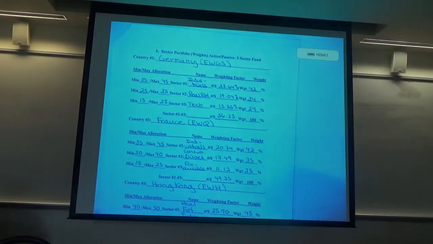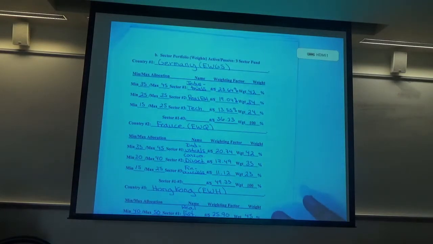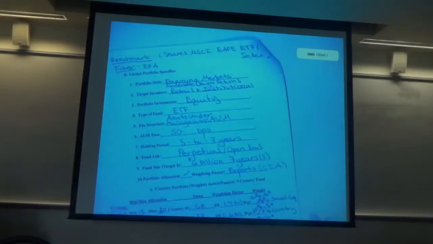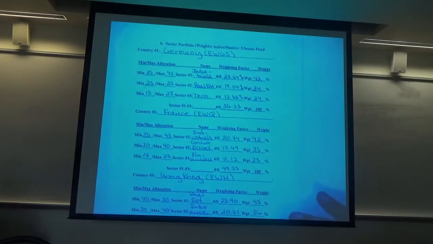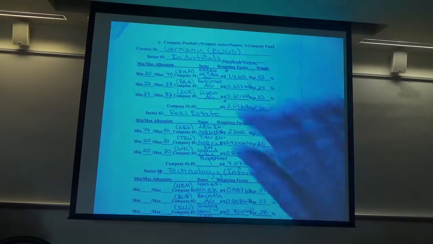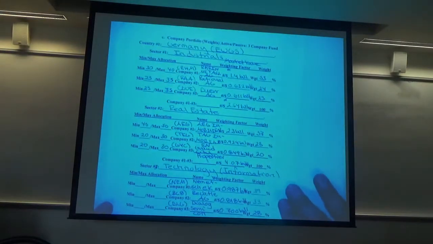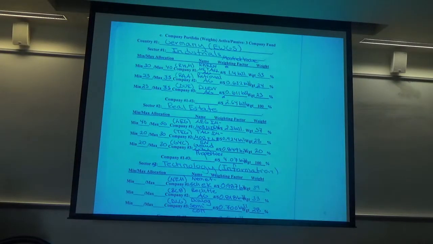I think the country sector allocations are pretty straightforward. The next one is really the companies within the sectors. That's where we need to actually go and get the data. So what you're going to need for Germany, I believe I did Germany.